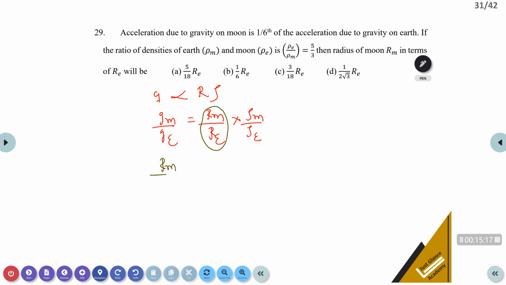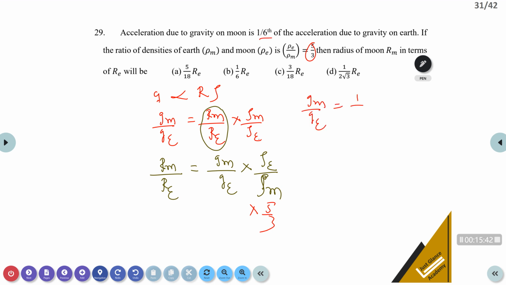Can I write R of moon divided by R of E equals g_m divided by g_e? This term I will transfer: rho of E divided by rho of M. Rho of E by M is given here, this is 5 by 3 here. And g of moon on g of earth is given as 1 by 6. This becomes 5 by 18. This is the right choice.